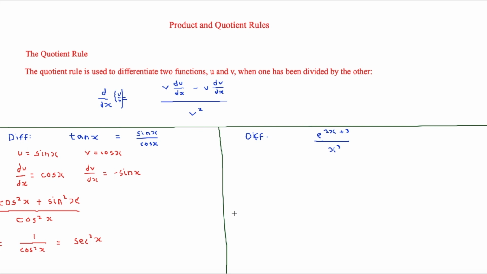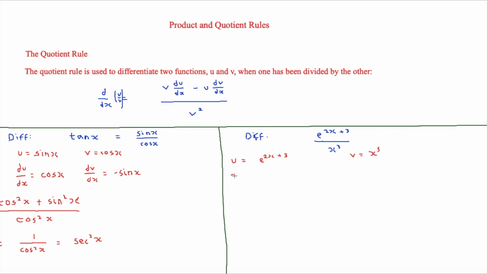So the next one, slightly more difficult in terms of the things we're using. We've got differentiate e to the 2x plus 3 over x cubed. So again, we're going to start off by splitting them up into u and v. U is going to be equal to e to the 2x plus 3. Then v is going to be equal to x cubed.